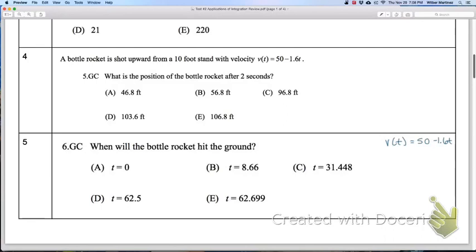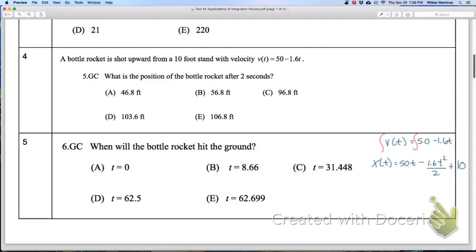If I take the integral of both sides, I'm going to get the position function. So x of t is equal to 50t minus 1.6t squared over 2 plus c. And again, my initial condition is at 0 seconds, it's equal to 10 feet. So if I'm plugging in 0 here, I get 0 plus c is equal to 10, therefore c is equal to 10. So I'm just going to go ahead and fill that in now.